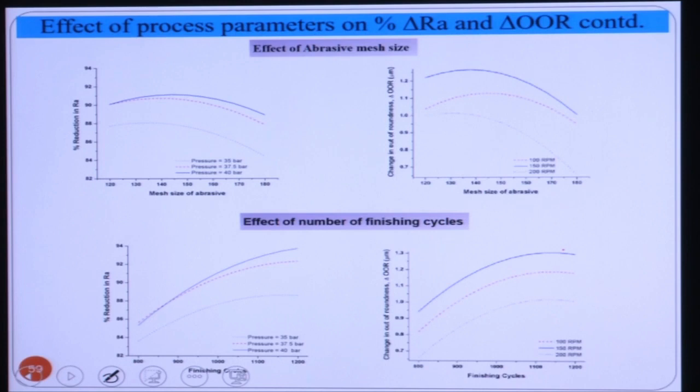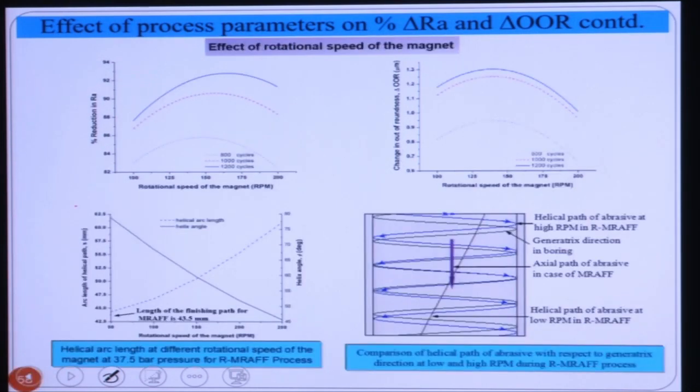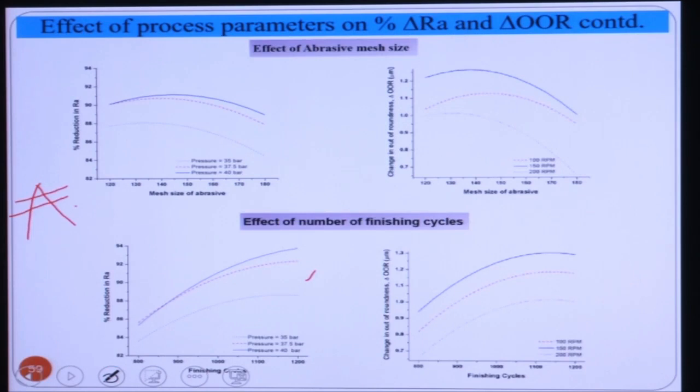With the increase in the finishing cycle also, you can see percent change in Ra increases. Initially there is a high rate of change in Ra, but later it stalls. Initially the loosely held material is removed. After that, proper peaks and valleys are available. Initially these peaks are very high, so it is very easy to cut. But after that, the width of the peak increases, so after some time it becomes difficult for the abrasive particles to cut the surface peaks.